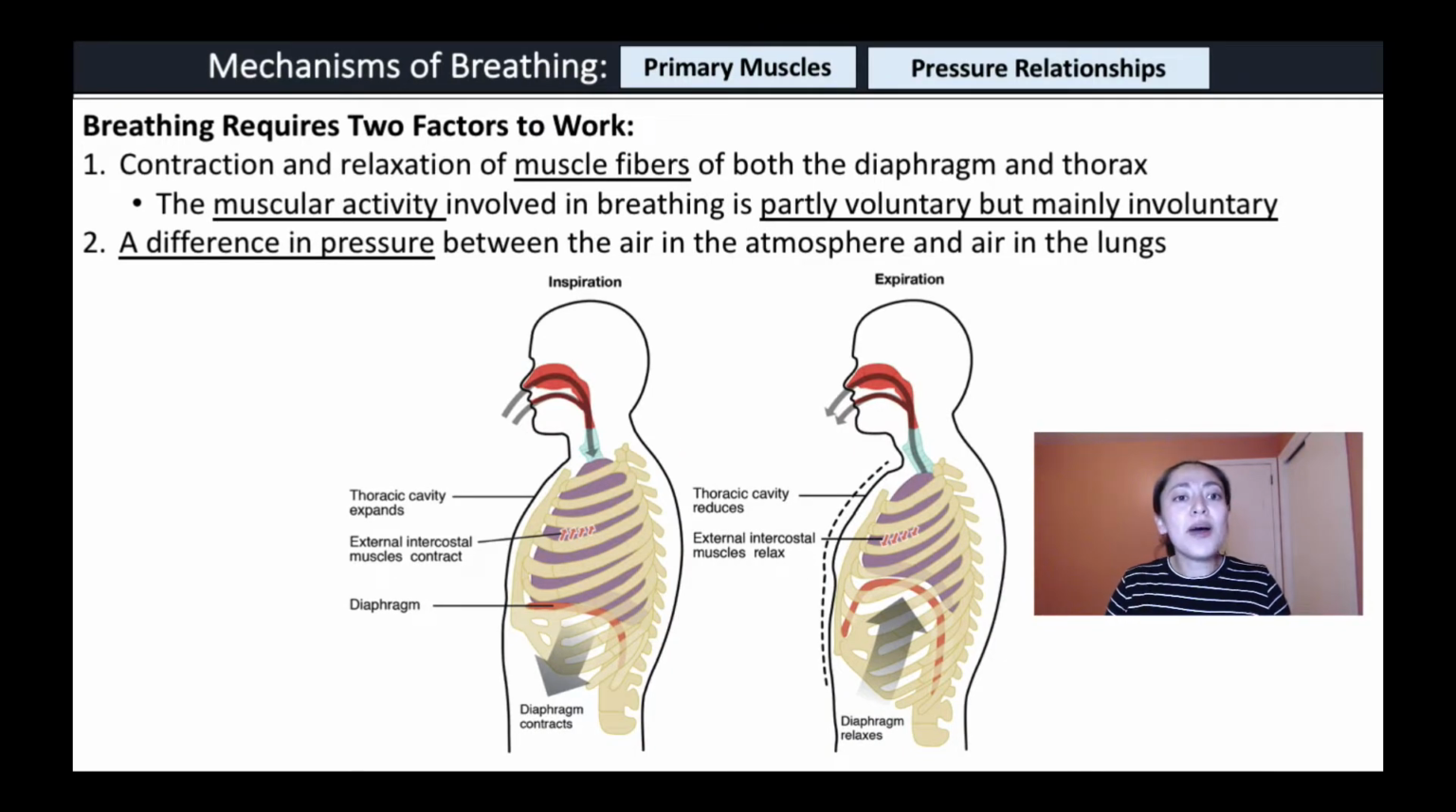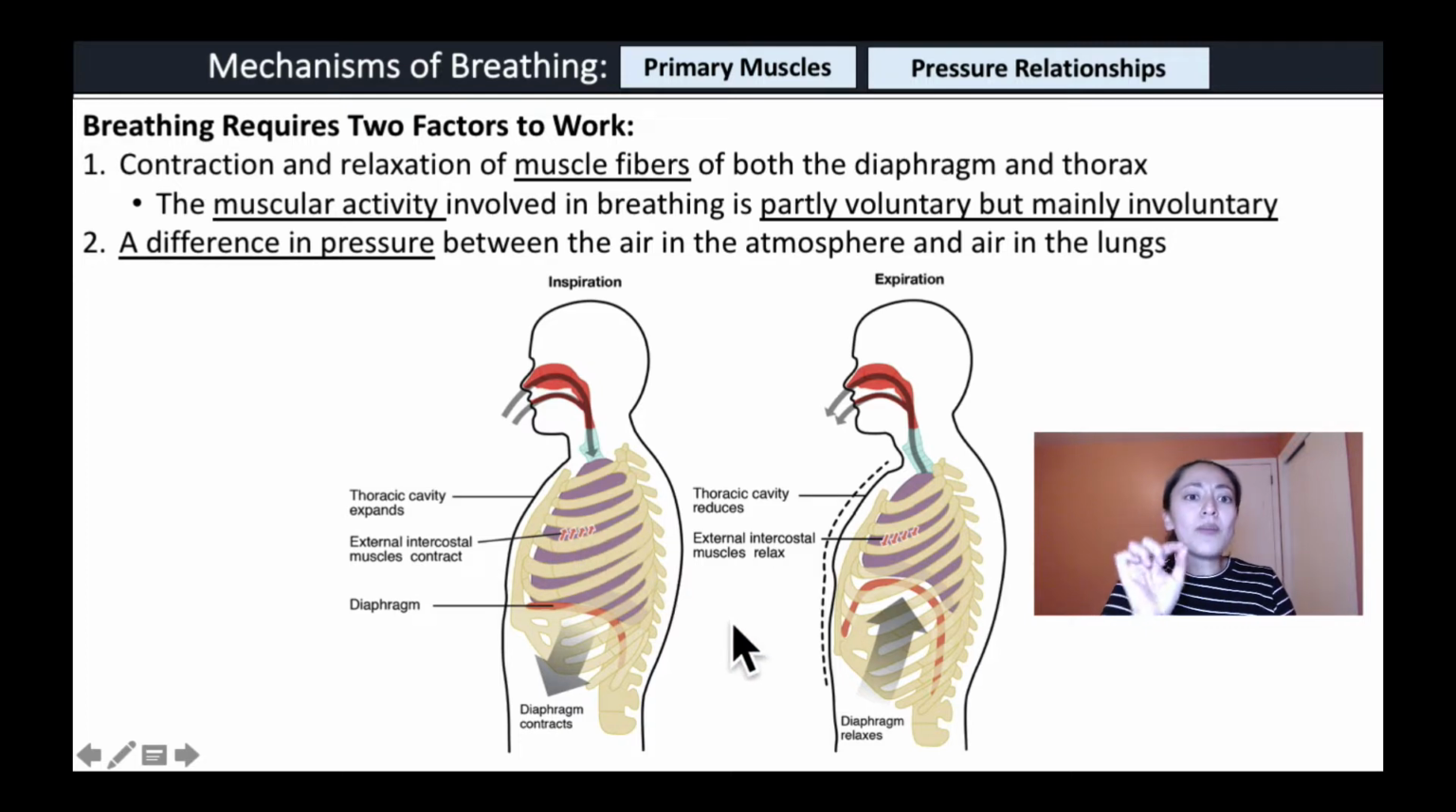Now let's talk about what actually allows you to breathe. Breathing requires two factors to work. First, the contraction and relaxation of muscle fibers of both the diaphragm and thorax. The diaphragm is a sheet of skeletal muscle below the lungs. And the thoracic muscles that we're talking about here are the external intercostal muscles. These are actually muscles between your ribs.